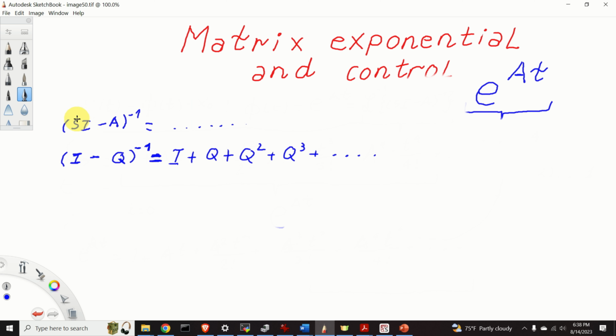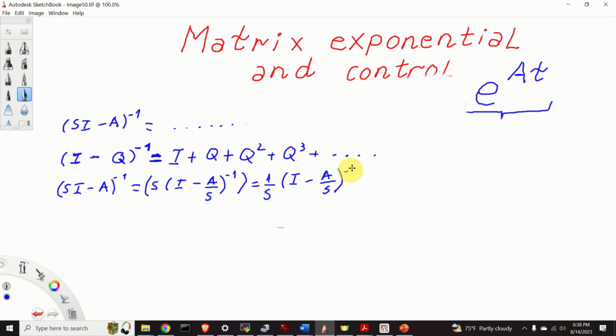To apply this formula, we first need to get rid of this s. That's easy. We can simply write (sI minus A) inverse as s multiplying (identity minus A over s) inverse. We have 1 over s multiplying (identity minus A over s) inverse. Consequently, we just apply this formula to this expression under the assumption that Q is A over s. So let's do that and let's see the result.